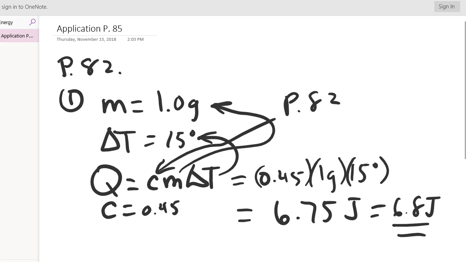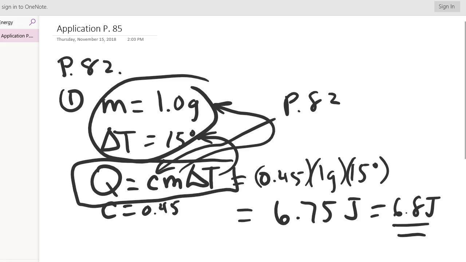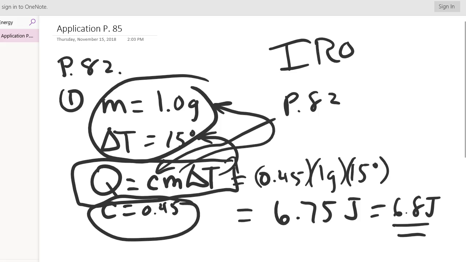So the things to learn from this part of this problem is we wrote down what was given right here. We also have to figure out what equation to use, and that's sometimes the most difficult thing to do. And then we have to look up some information in the chart based on the fact that this was iron. So let's look at the next problem, problem 2.